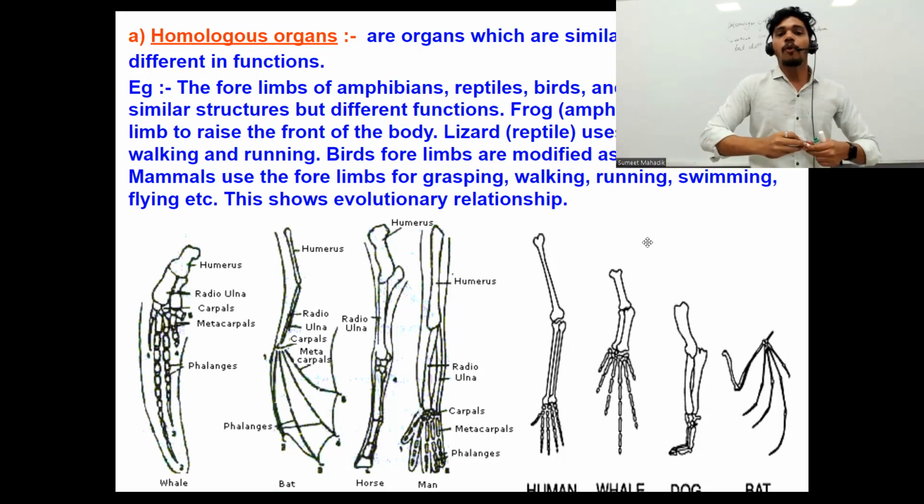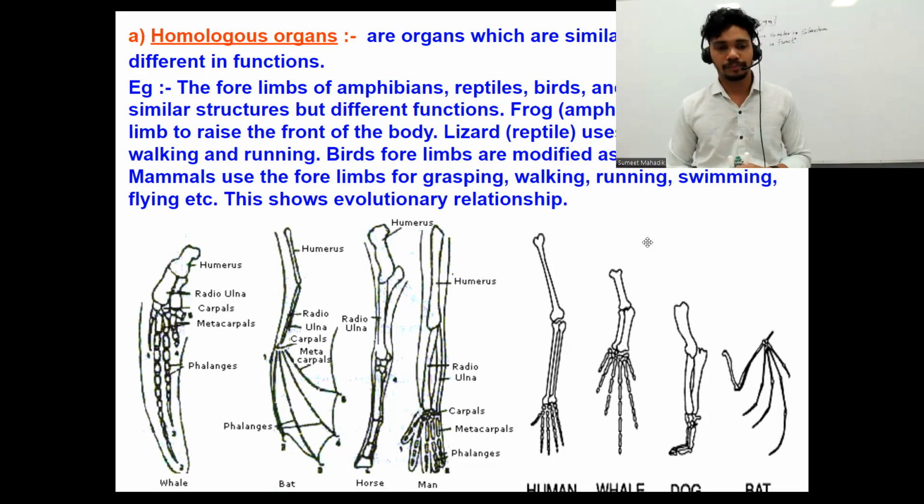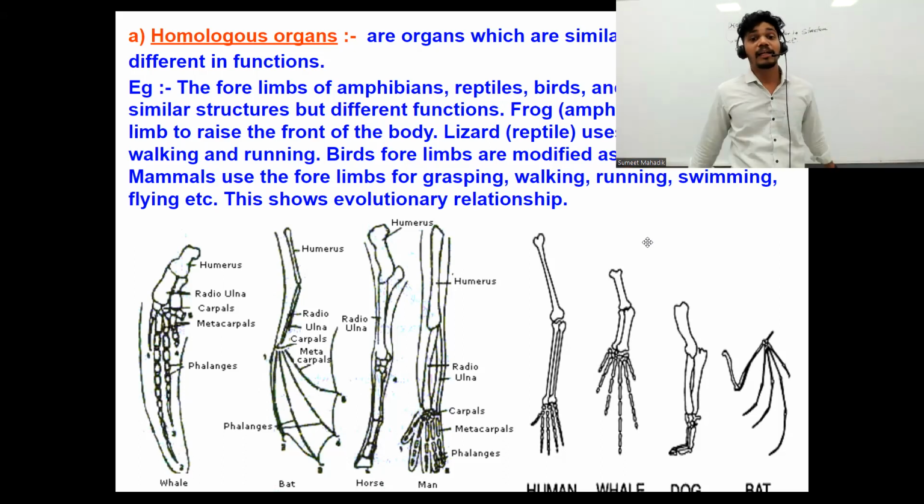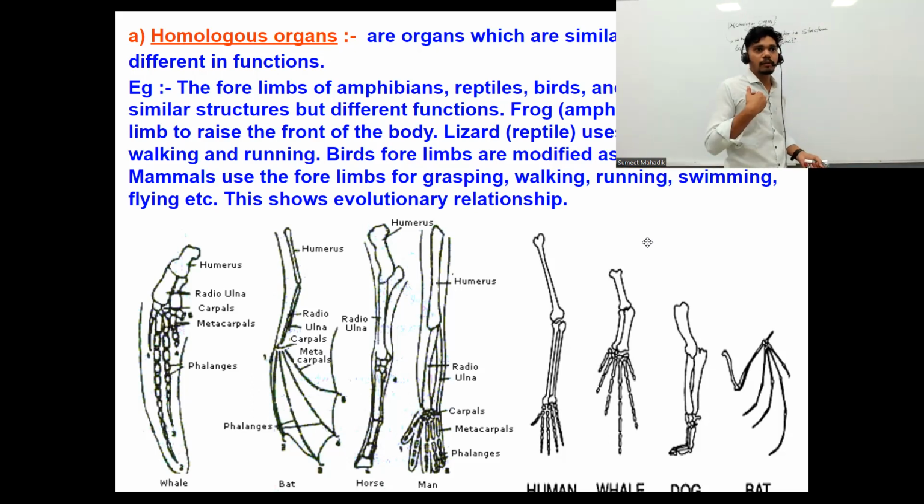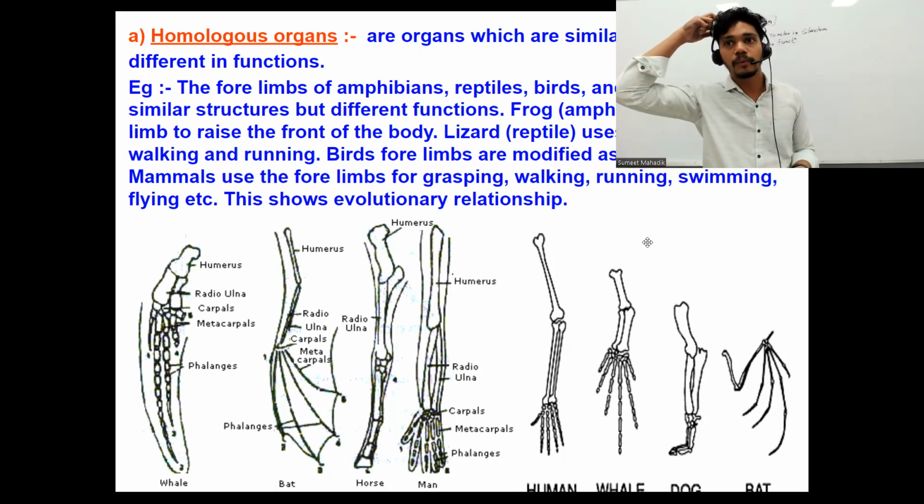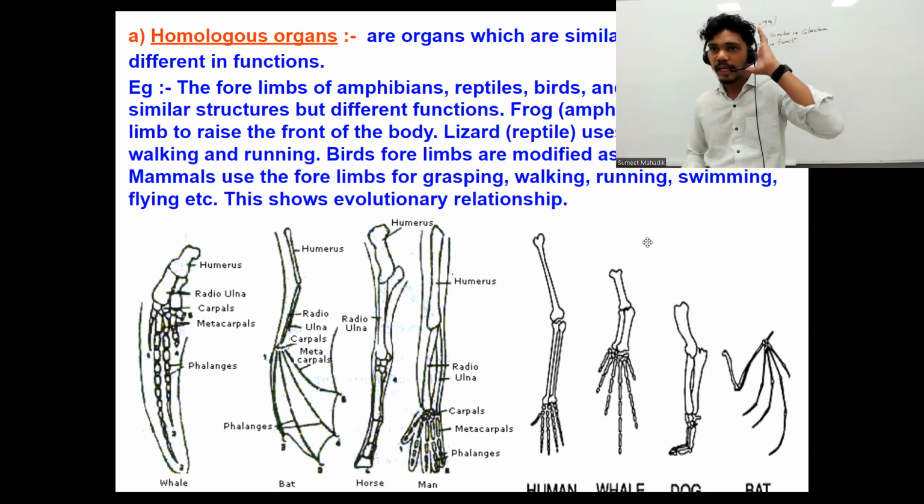Let's take an example. The forelimbs of amphibians, reptiles, birds, and mammals have a similar structure. The whale uses its forelimbs for moving the water backward to go ahead. In the case of humans, are we using the forelimb to push the water? No, our function is different. But if you see the whale, the human hand, the horse, the bat, the structures are quite the same. You can see it in your book. The topic is homologous organ. The structure is the same, but the function is different.